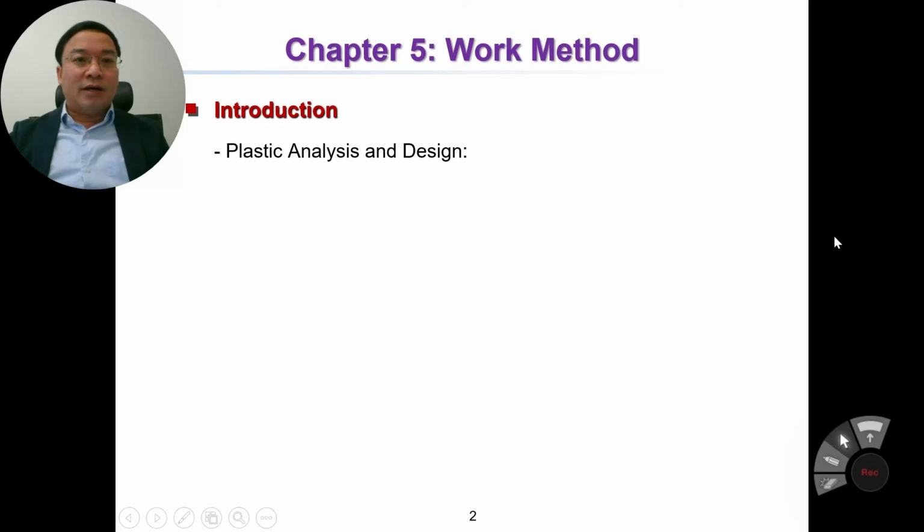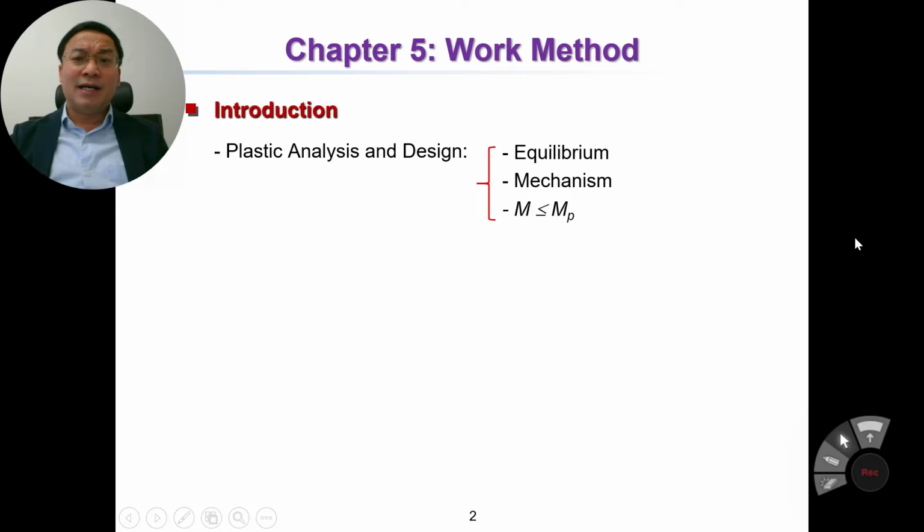As you already know, in plastic analysis and design, three conditions should be satisfied. The first condition is equilibrium condition. The second condition is mechanism. And the third one is moment. Moment should be smaller than MP, the plastic bending capacity of a section.